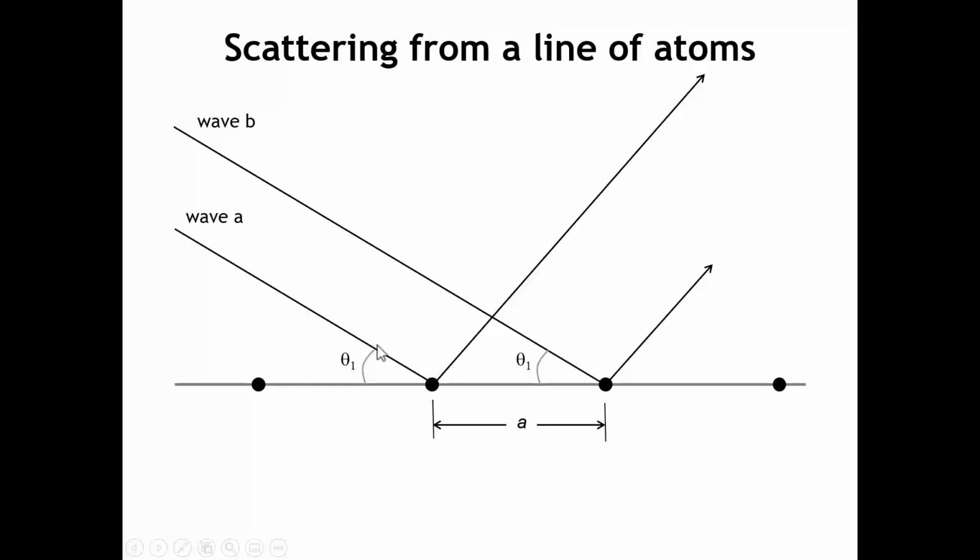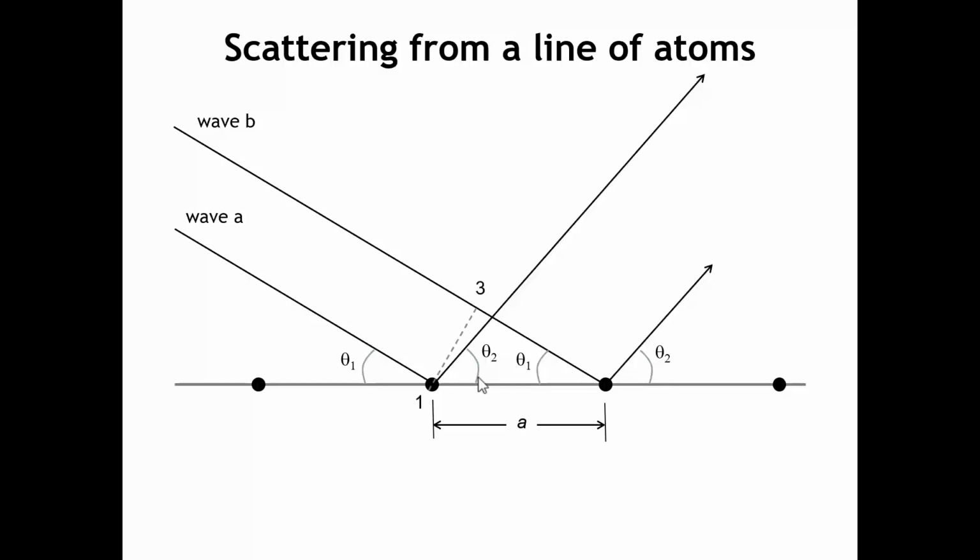We can say that the angle that the incoming X-ray beam makes with this row of scatterers is theta 1. And then the angle that the scattered beam makes with the row of scatterers is theta 2. And theta 1 and theta 2 are not necessarily equal. So what is going to be the interference effects, or the phase shift, if you will, between these two waves?